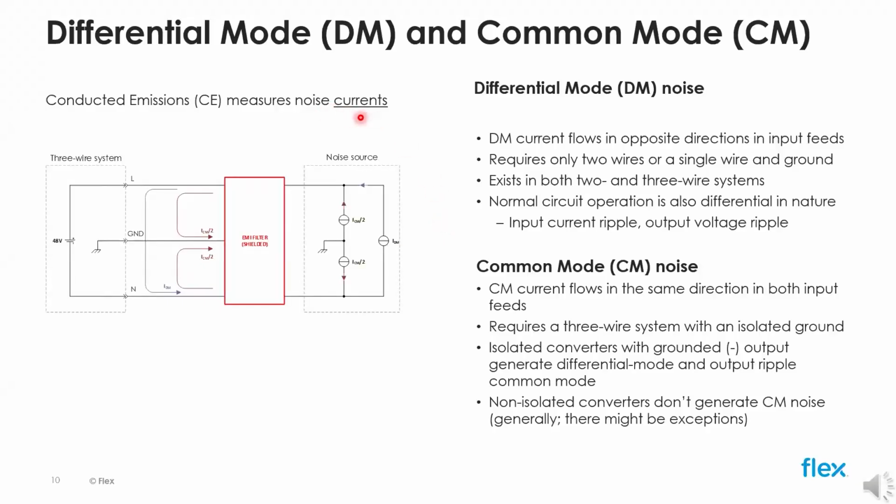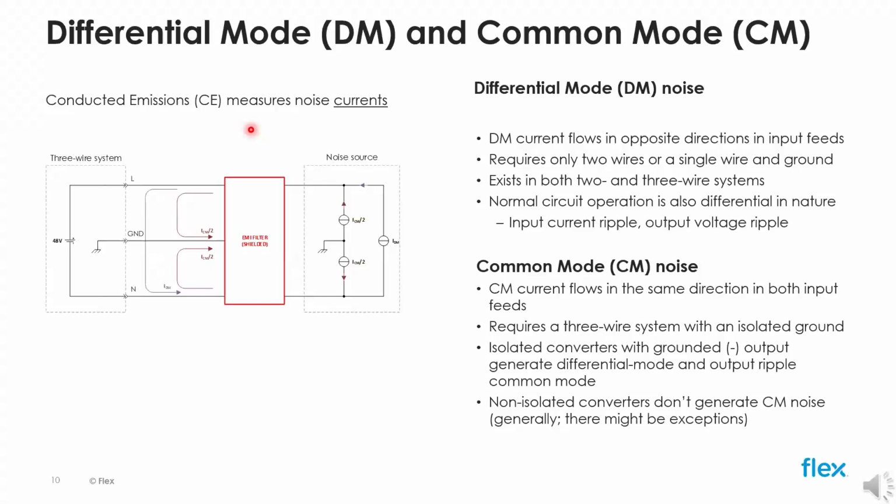The EMI receiver will report noise voltages by converting currents into a known impedance of 50 ohms by means of a line impedance stabilization network. So we are really looking at currents here. Before getting into the LISN description, let's define differential mode and common mode noise.